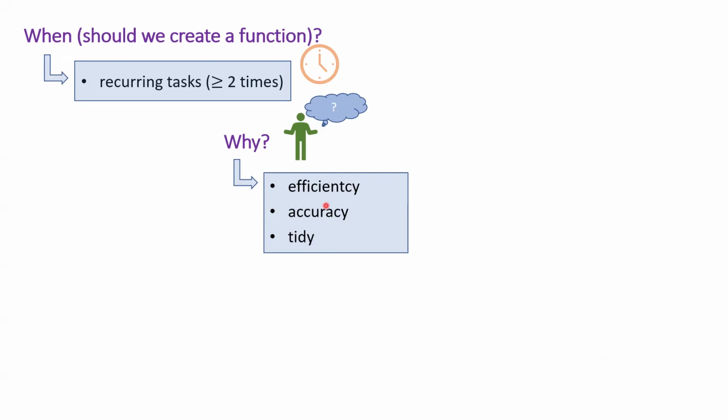And accuracy here, I mean, when we copy and paste the code several times, we might make some mistakes, and therefore having a function would increase the accuracy. And tidy: with the function, we can reduce the length of our code. So we just need to call the function with one command. So the code looks shorter and tidier.